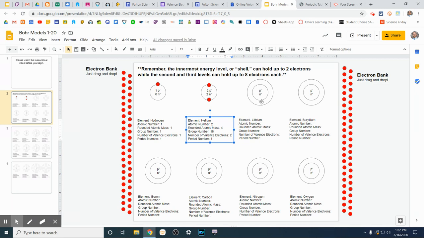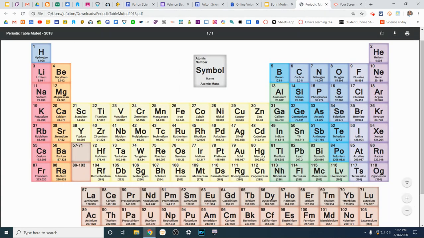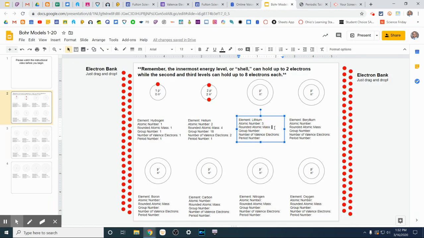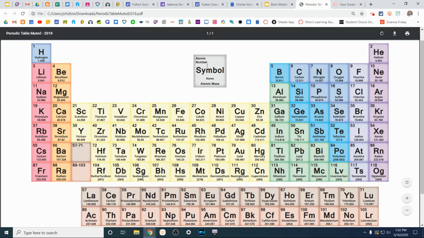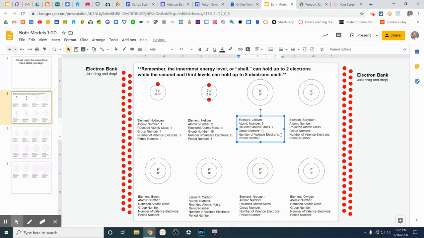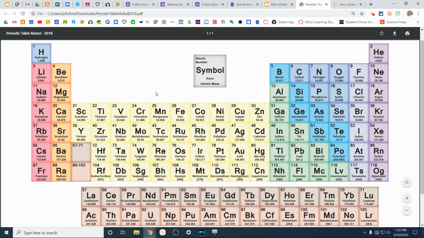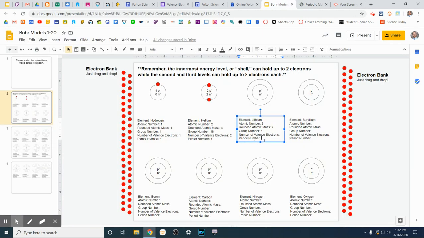Let's try lithium. Lithium is element number 3 on the periodic table. Again, I'll look at the atomic mass, 6.941. I'm going to round that to the nearest whole number, which is, of course, 7. Its group number, that's the column that it's in. It's in column 1. I'm going to skip valence electrons for now. The period number is equal to its row. It is in row 2 of the periodic table.